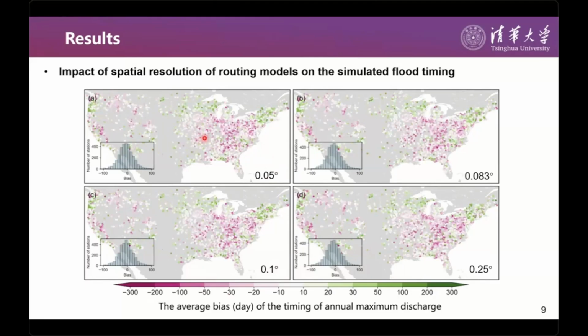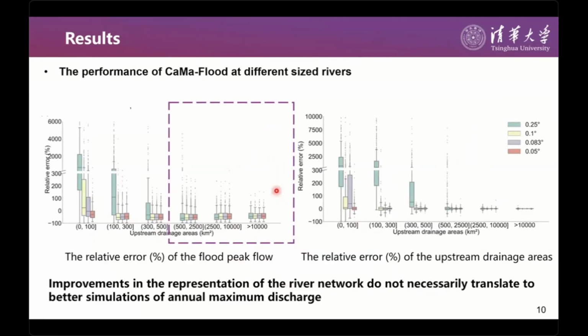Here we used the timing of the annual maximum daily discharge to represent flood timing. Different from the daily discharge and the flood peak flow, the timing of the flood peak flow simulated at different resolutions by CaMa-Flood is comparable at most of the stations in the US. We also categorized the relative area in annual maximum discharge simulated by CaMa-Flood at different resolutions by observed upstream drainage area.